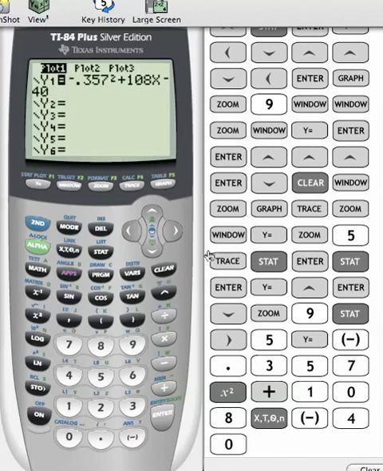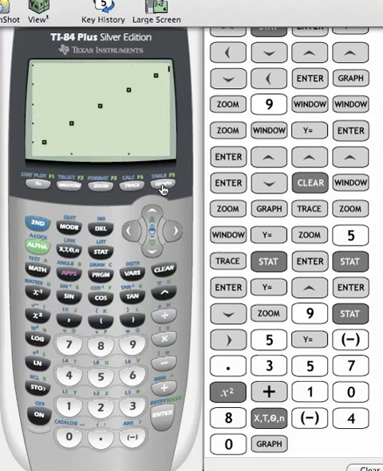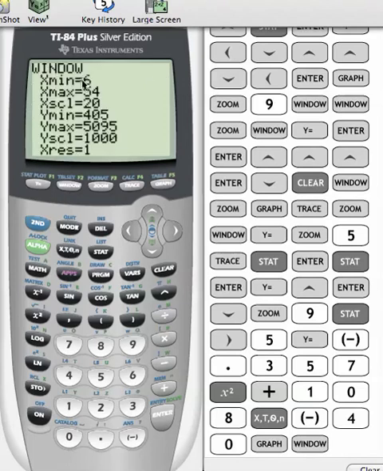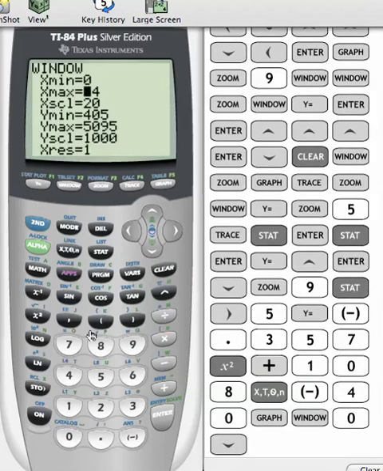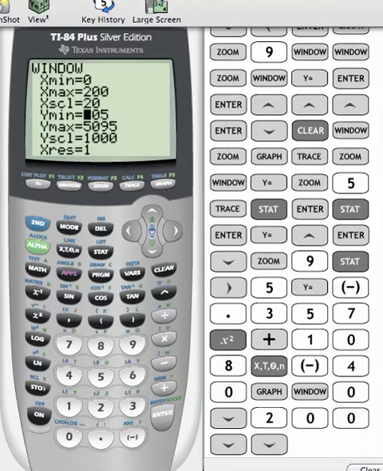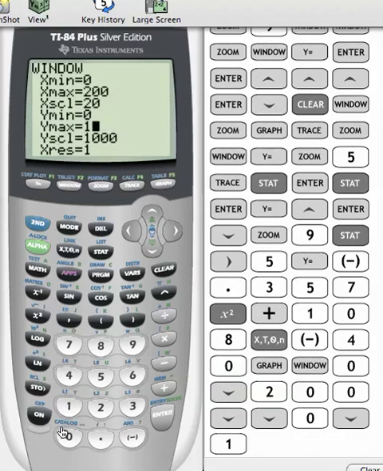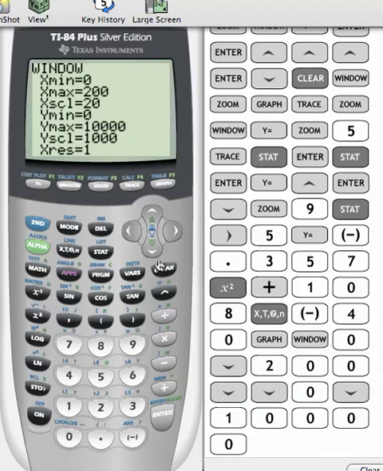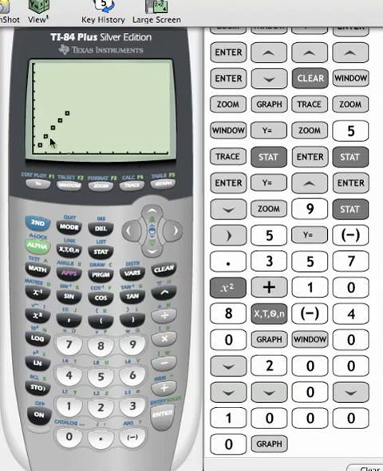So then after that, you go to graph, and it's still showing the same, because then you have to go to Window, and you have to change it to, so the x minimum should be 0, and the x maximum should be 200, and the scale be 20, and then the y minimum should be 0, and the y maximum should be 10,000. And then the scale be 1,000. So then you go back to graph, and it doesn't show you.